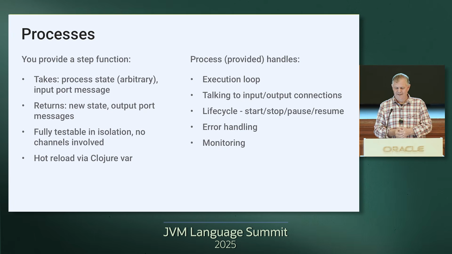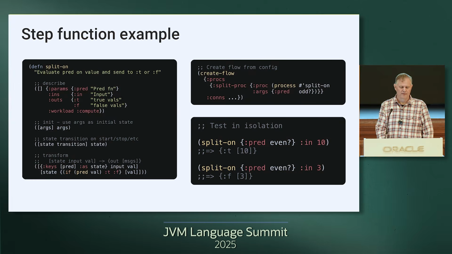No pun intended. So the process, which is provided by Flow, handles basically everything around that. It handles the execution loop, maintaining the state as it goes between those, talking to the input and output channels. It handles all the lifecycle concerns. If your function throws an exception, it catches that, sends it to a centralized reporting place. It handles monitoring, so you can ping the process and find out if it's okay.